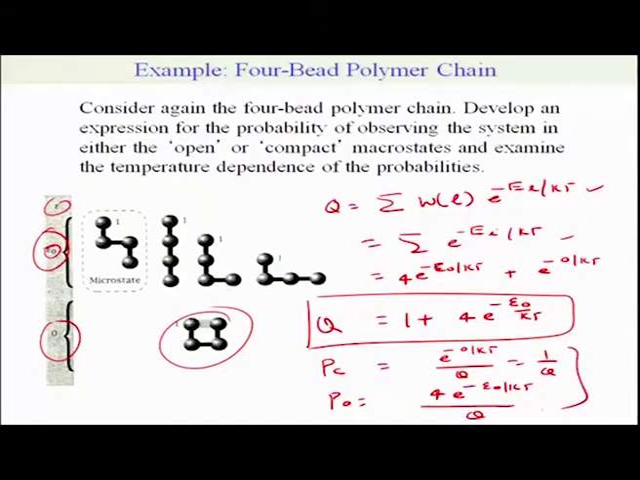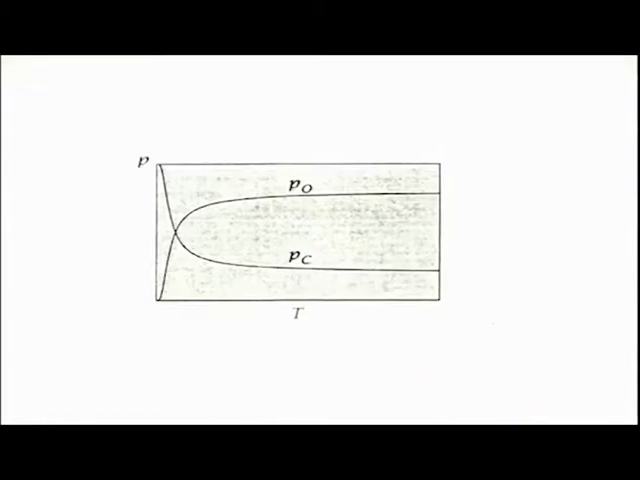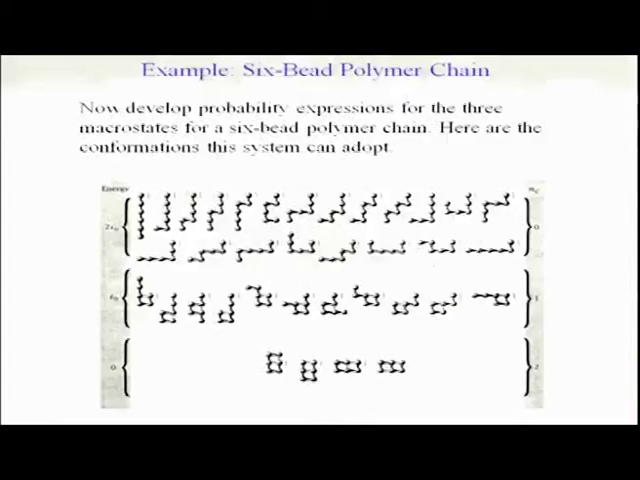Now, you can use this and actually plot, because you have the expression Q in terms of T. So, you can plot it also, and this is the expression which will come out, where it will clearly show you that the compact state is preferred at low temperature, where the probability increases closer to 1, and the open state is preferred at very high temperature, where its probability increases and the probability of the compact state decreases. You can continue this exercise also for 6-bead polymer chains, which I will leave for you to try at home.